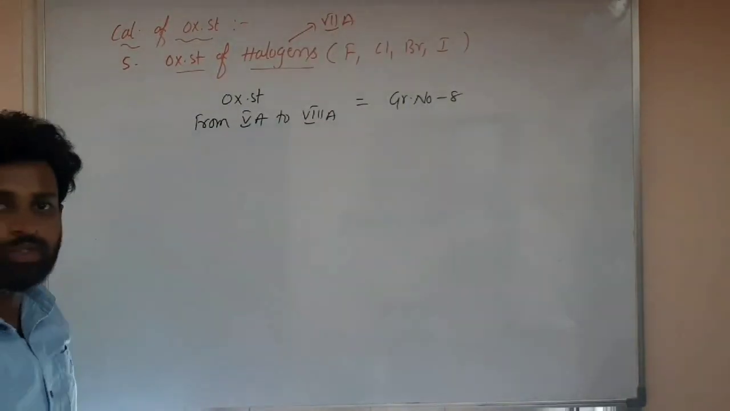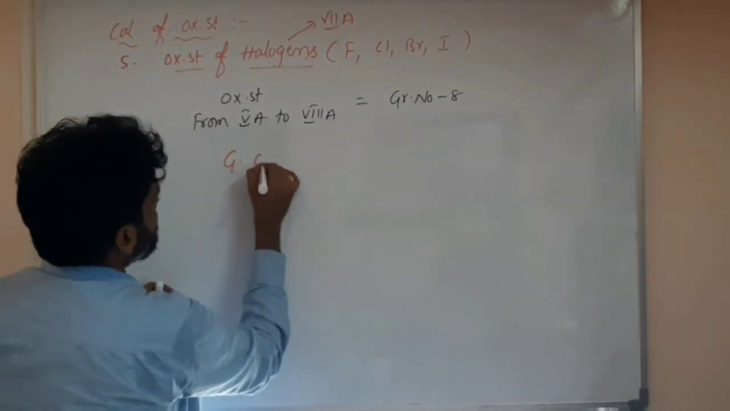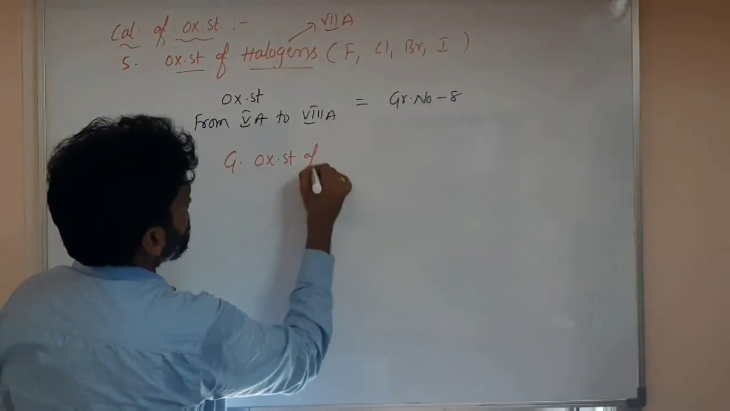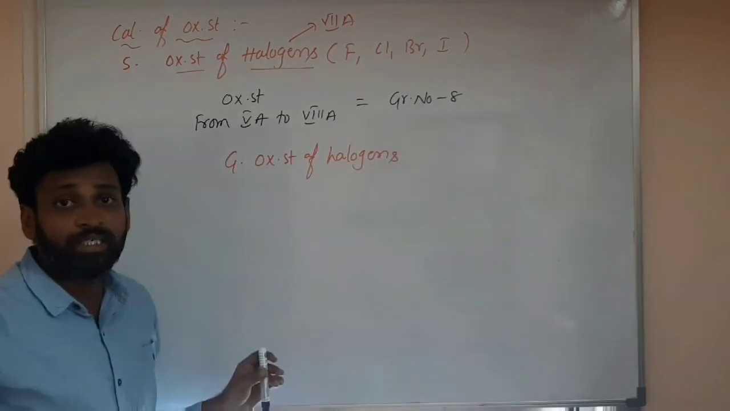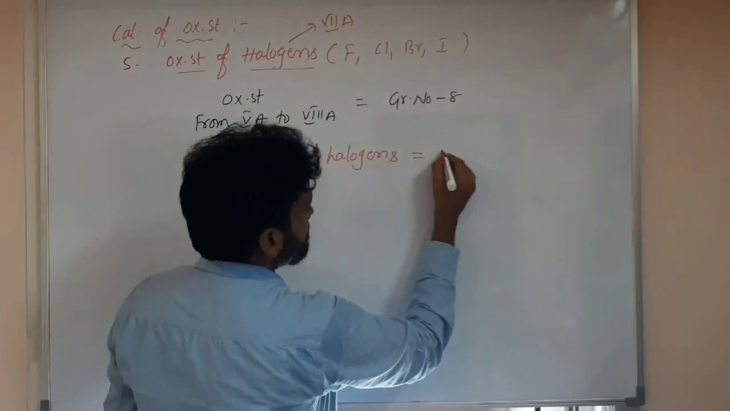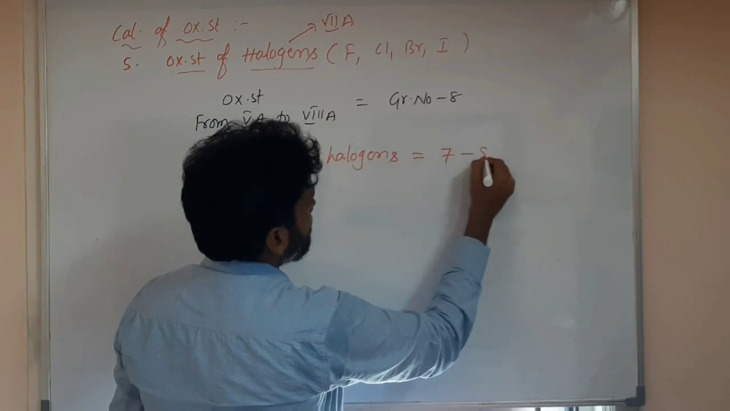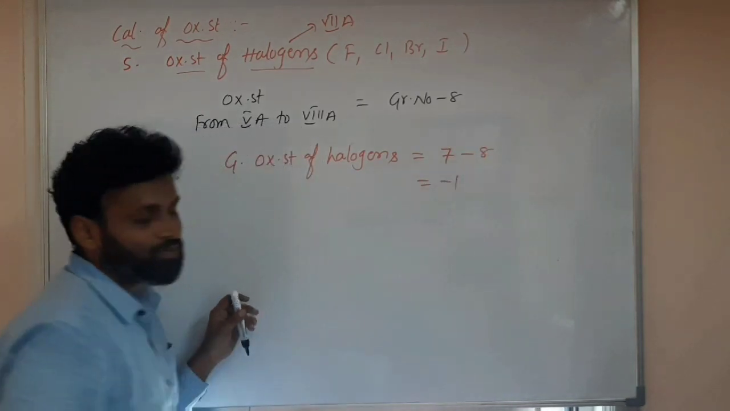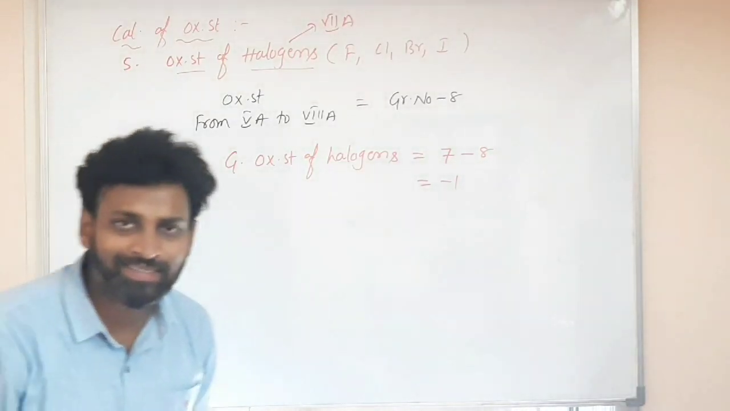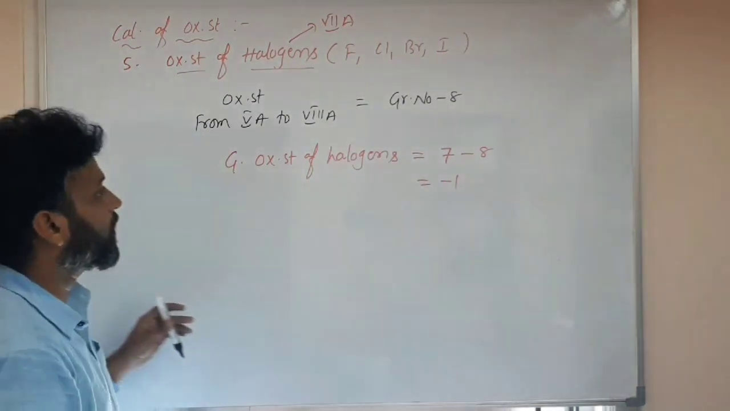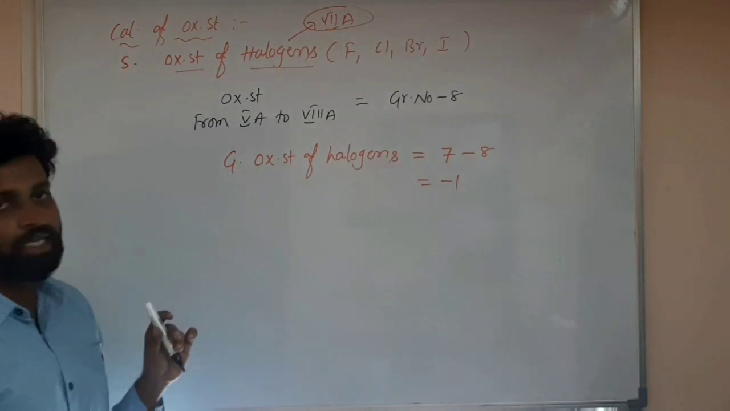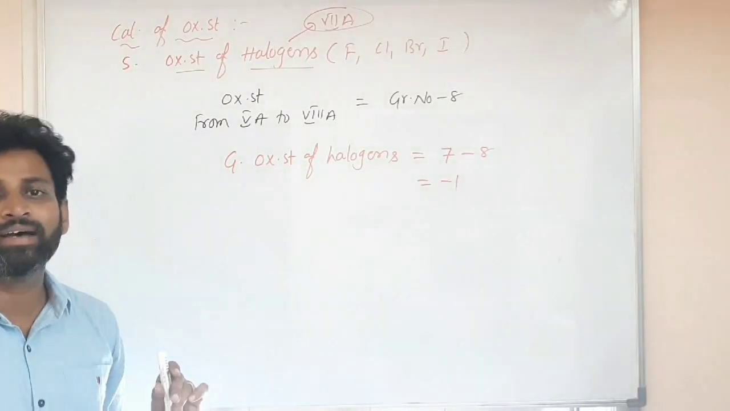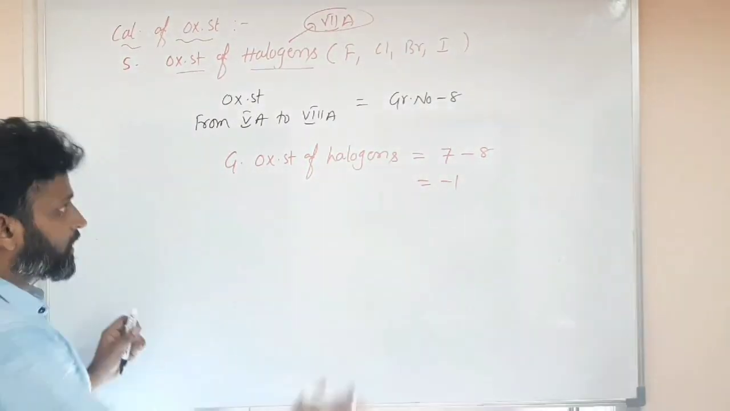So what is the general oxidation state of halogens? Tell me. The general oxidation state of halogens is 7 minus 8, so -1. -1 is the general oxidation state of halogens, because the halogen group number is 7. So you know the periodic table, so I have no need to say it separately.